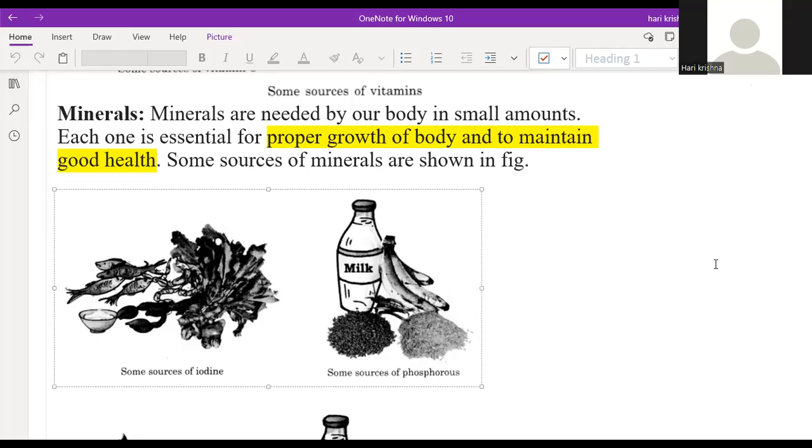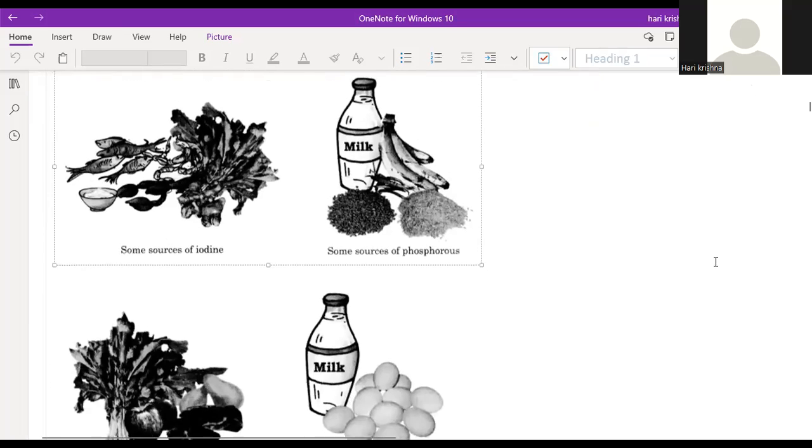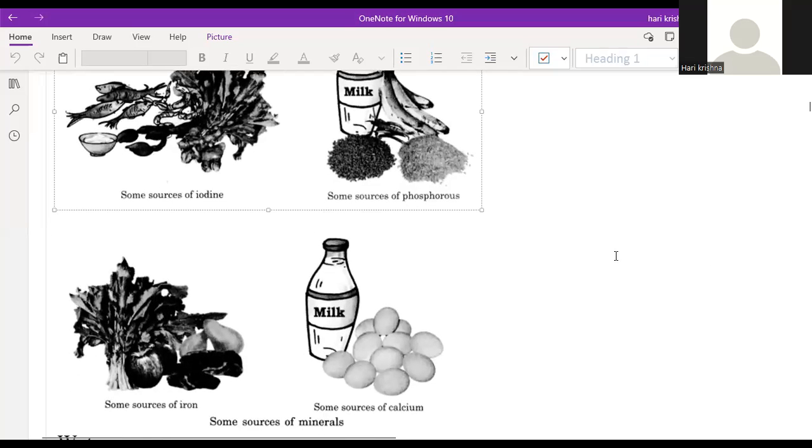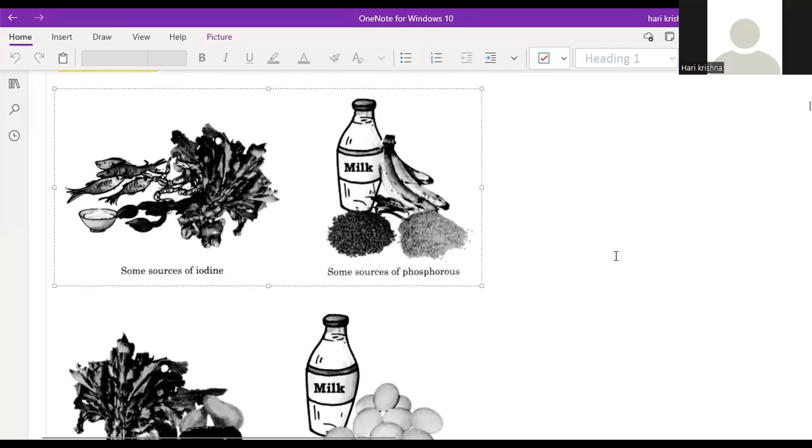So these are the minerals which are required in very small quantity, but which are very, very important in the growth of the human body. Okay. So these are some minerals which are given in the images. First one is iodine. Mostly you'll get iodine from the commonly available table salt, which we eat daily, and from fish. The next one, what is that image?